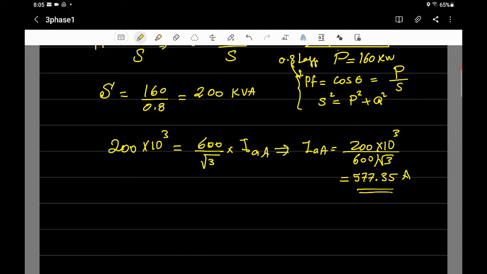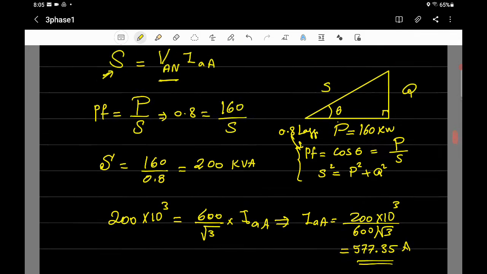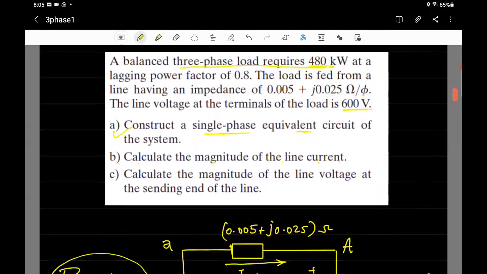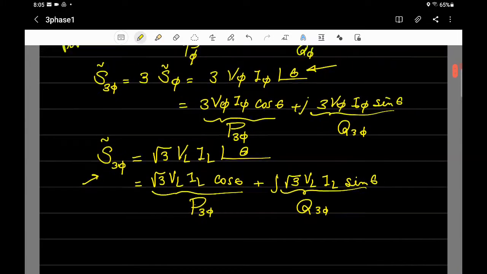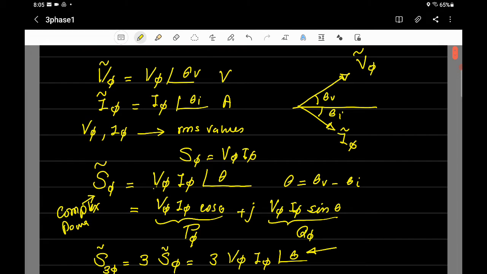What do you mean, the magnitude? It means any phasor has magnitude and angle. So how can you find the angle of the current? Do you remember, when we did the expression for the current and the voltage for the single phase, we said that the angle of the voltage, the angle of the current, and theta are related: theta is the difference between the voltage angle and the current angle.